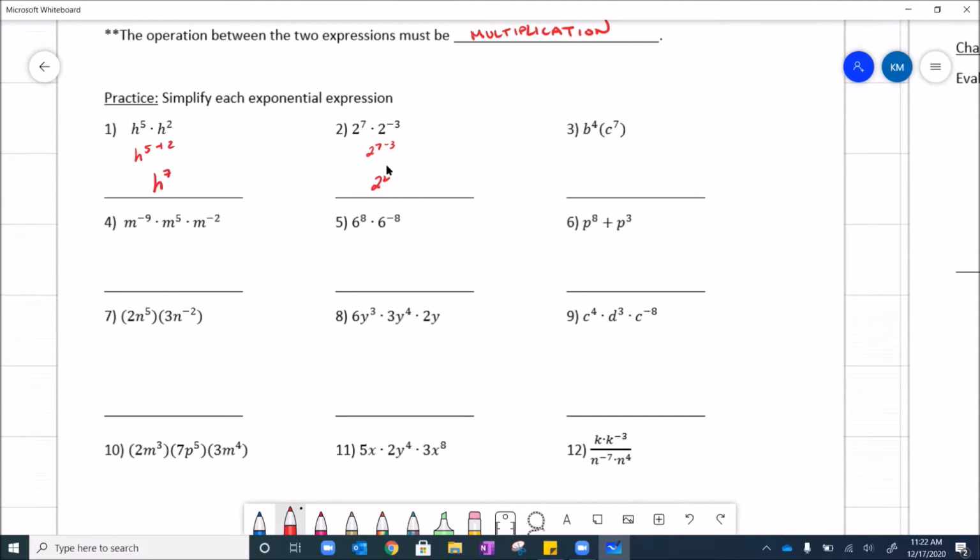Let's make that a clear exponent. Okay, I don't want to leave my answer as 2 to the 4th though. 2 to the 4th is 2 times 2 times 2 times 2. It's 16. When you can, you should write it as your simplified answer.